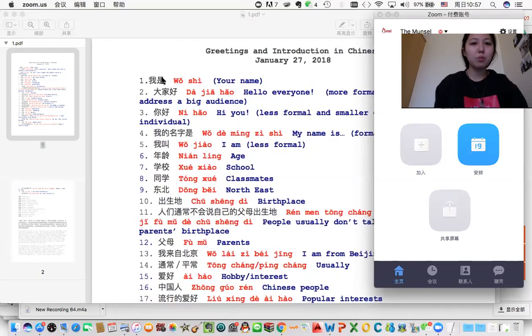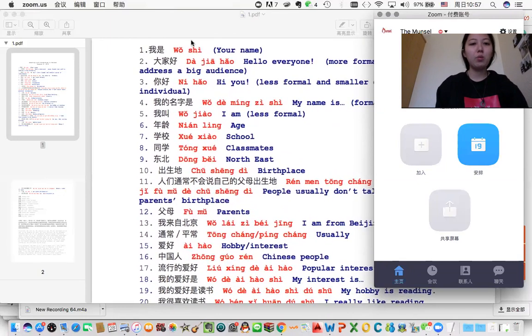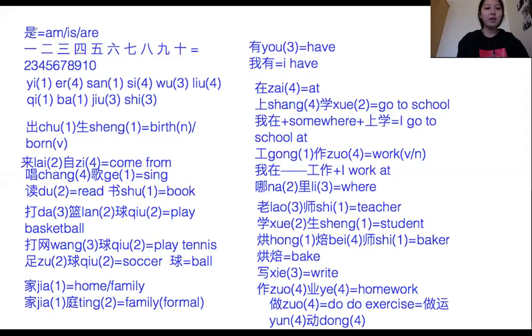The first one is 我是. It's basically how you introduce your name. The first sentence, 我是. So I can say I'm Yu, and I'll say 我是 Yu. So 我是 plus your name. 我是 is I am, because 我 is I, as you all know, and 是 is am, is are. There's no difference in Chinese between am, is, are. They are all 是. So it's 我是, I am.